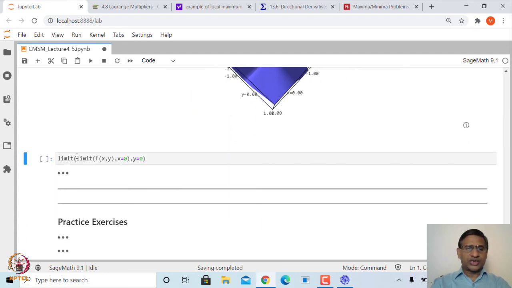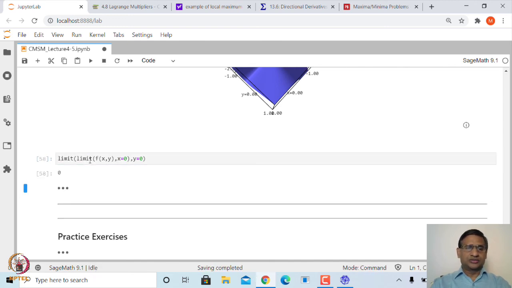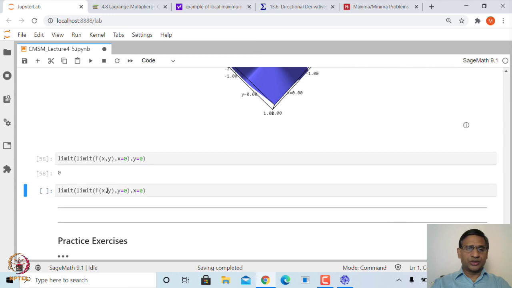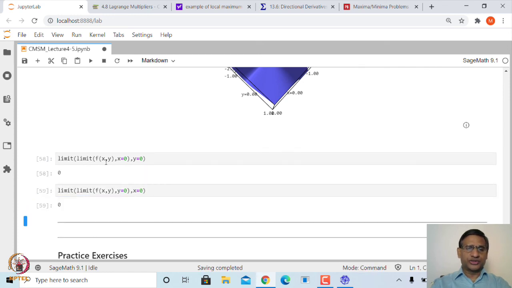So let us look at, suppose we want to find the iterated limit. This limit is 0, similar to the other one, this is 0. So it doesn't matter whether you find the limit with respect to x equal to 0 first and then y equal to 0, or you first find it with respect to y equal to 0 and then x equal to 0, both are the same.